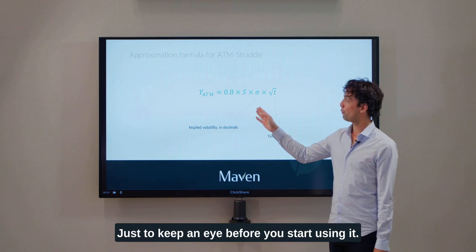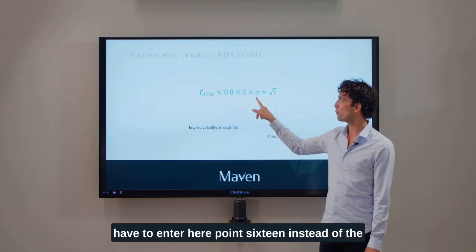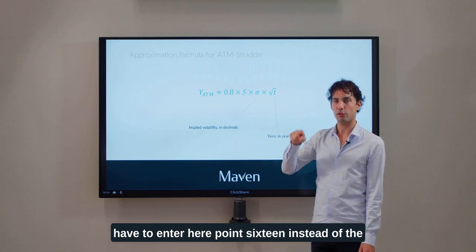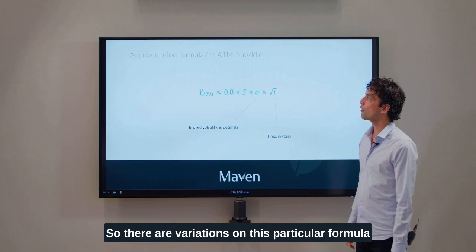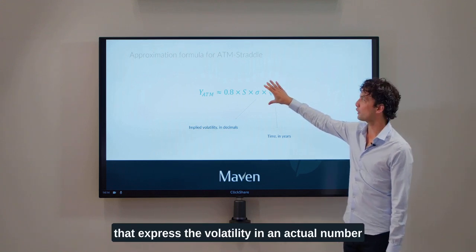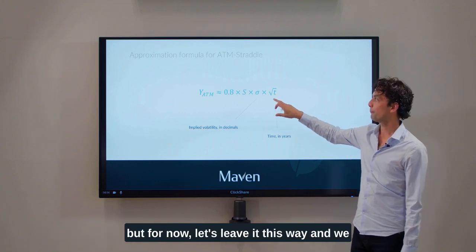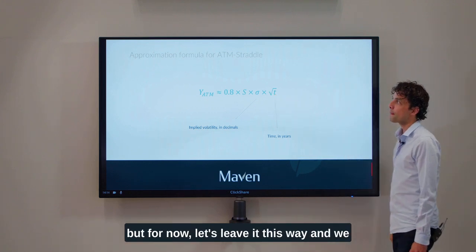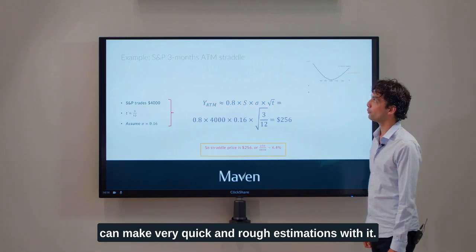Just to keep an eye out before you start using it, the implied volatility is in decimals, so you have to enter 0.16 here instead of the number 16, and the time is in years. So there are variations on this particular formula that express the volatility as an actual number and, for example, the time in days. But for now, let's leave it this way. And we can make very quick and rough estimations with it.